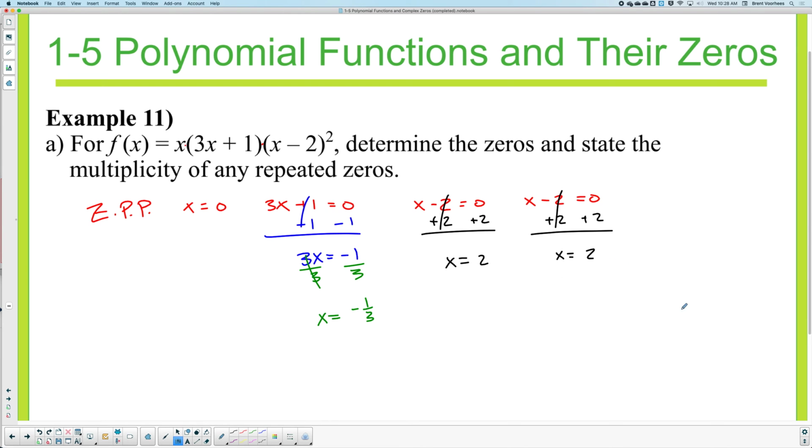Okay, so what are the real unique zeros? There's 3 unique. There's 0, there's negative 1/3, and we have 2 twice. Since 2 is twice, you don't have to write 2 comma 2. Instead, you write 2 parentheses M2. What does that mean? It happened 2 times. It says determine the zeros and state the multiplicity of any repeated zeros. You only do it on the repeated.